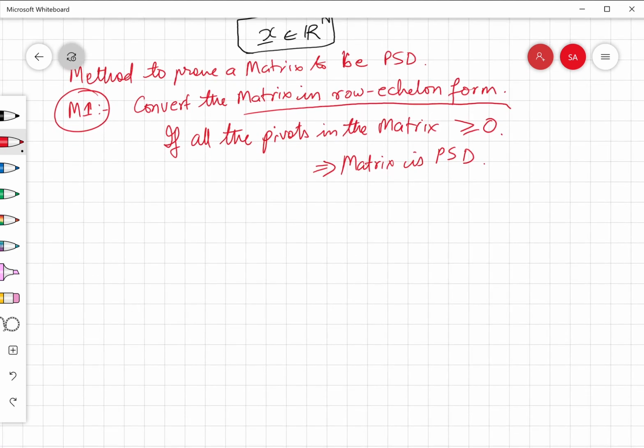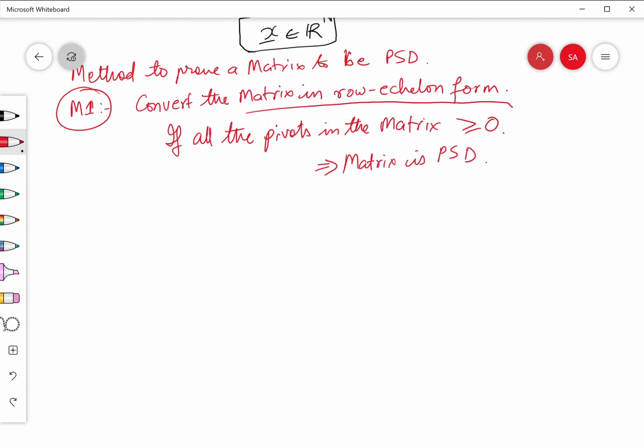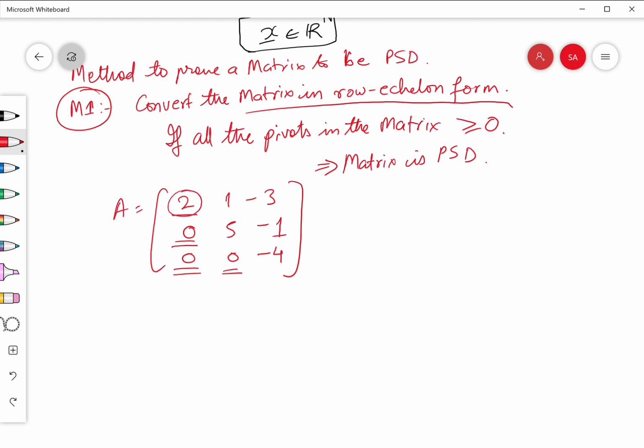Now what do we mean? What does a row echelon form look like? Let's say a matrix is something like this: 2, 1, minus 3, 5, minus 1, 0, 0, 0, minus 4. You can see these components I've made 0 by making row and column operations on the matrix. So this is called a row echelon form. You know how to convert a matrix to row echelon form. So these are the pivots. The first non-zero element of a row is called a pivot.